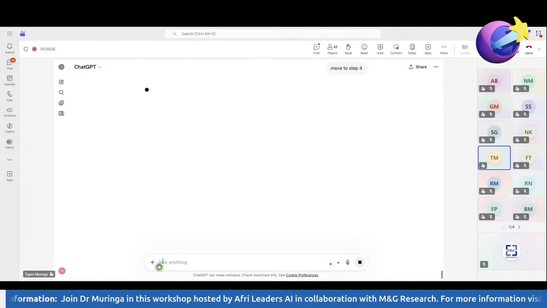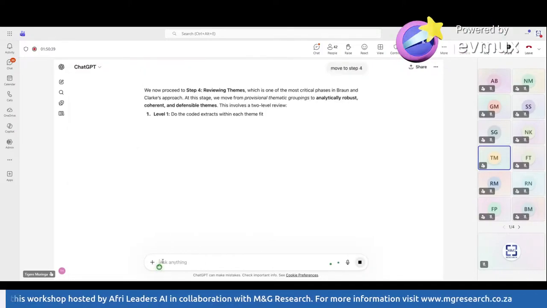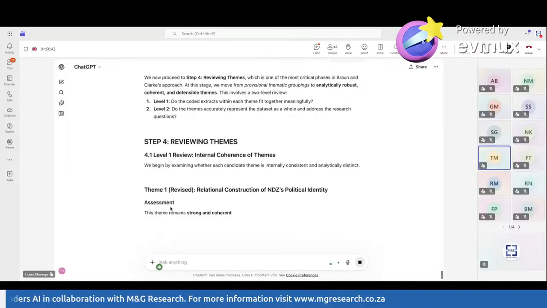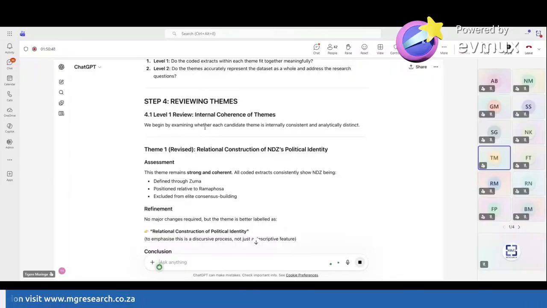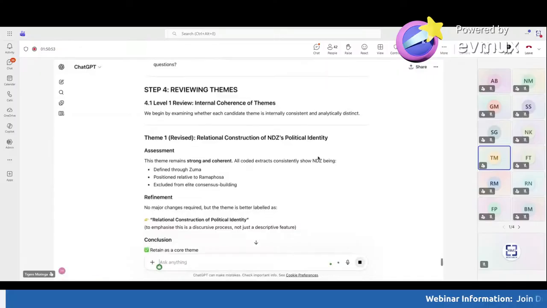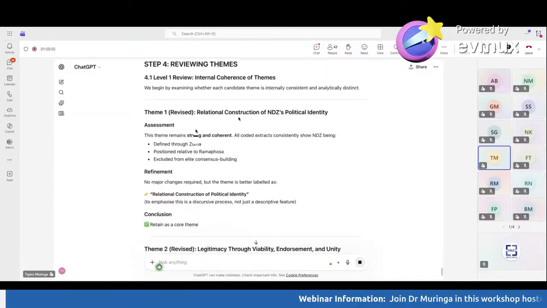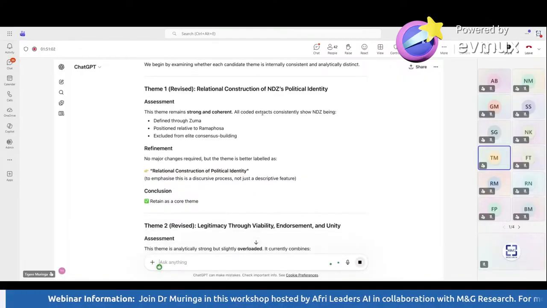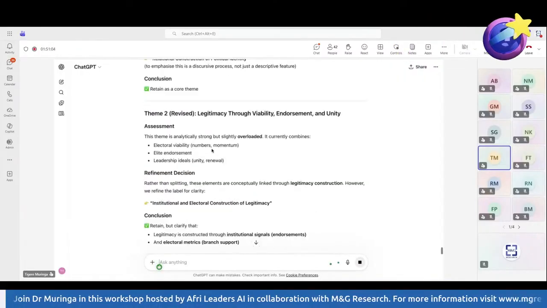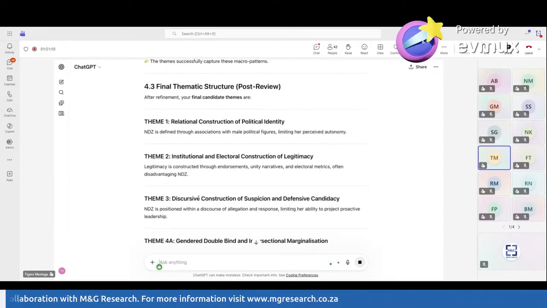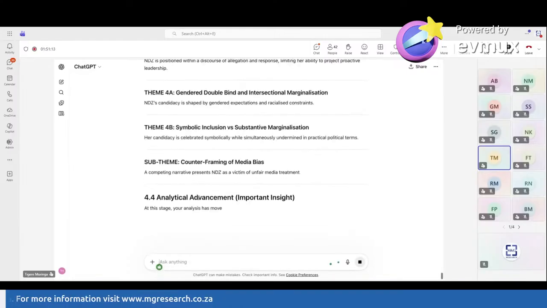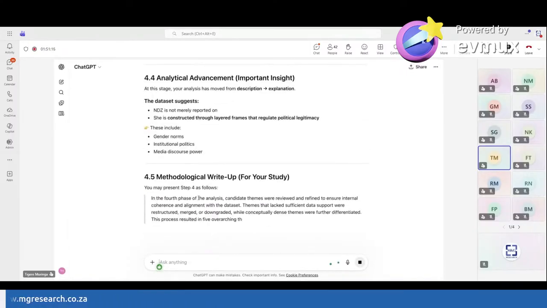But there's something that I want to show you that excites the examiners, right? Reviewing themes: for level 1 review, initial coherence of the themes, we begin by examining whether each candidate theme is internally consistent and analytically distinct, right? So theme 1, relational construction of NDZ political identity, assessment: this theme remains strong and coherent. All codes extracted consistently show this, right? So we've done our coding and stuff like that. But what I want, okay, it's still generating. What I want to do before I move to the next step, right?